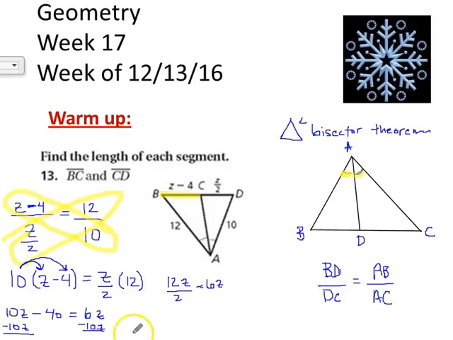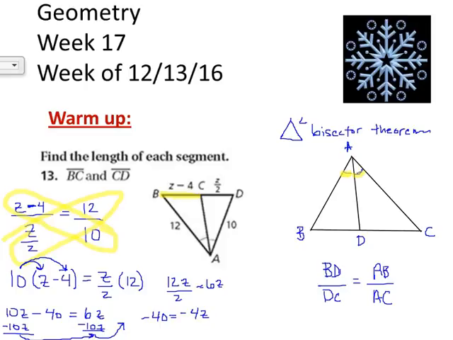So what do we have? I'm going to come back up and move my answer up over here. Running out of space. So 10z minus 10z is 0. We're left with -40 equals 6z minus 10z, which is -4z.